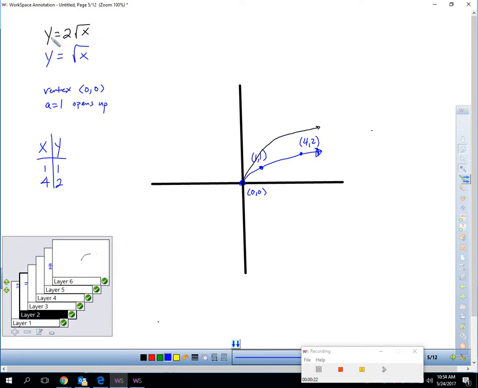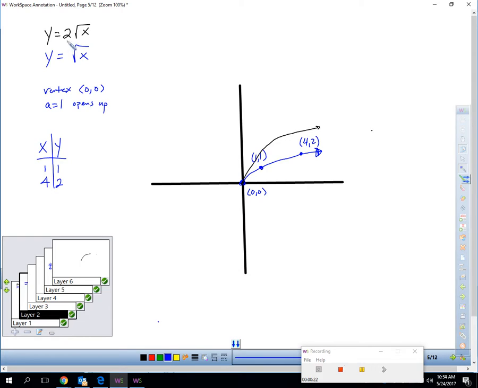Now let's sketch this. This sketch also starts at 0, 0 because you notice I have no number inside the radical and I have no number outside the radical. So there's my vertex, same thing, 0, 0. But you notice how a is 2.